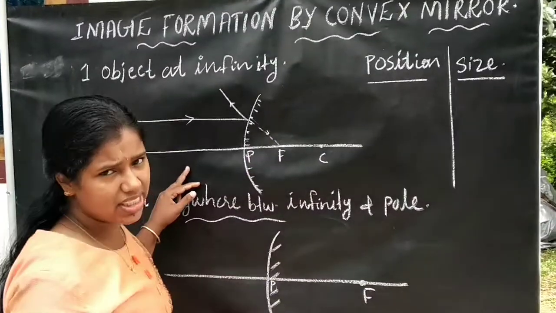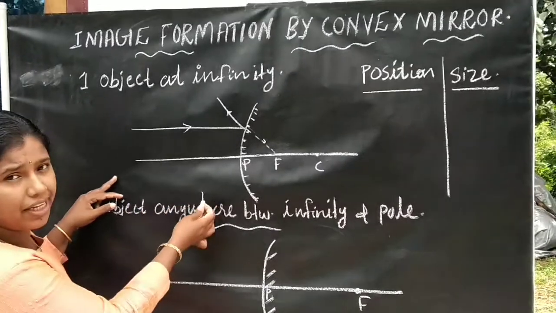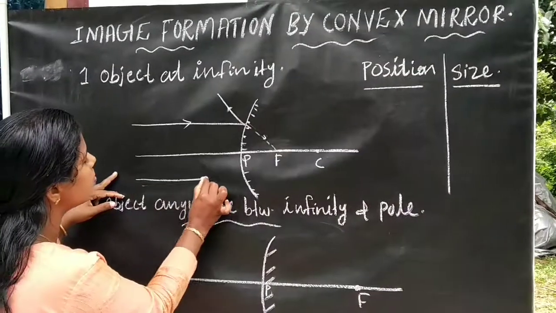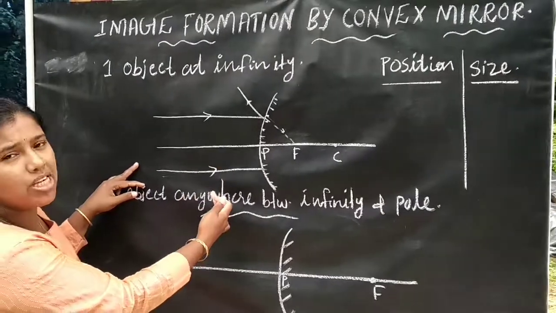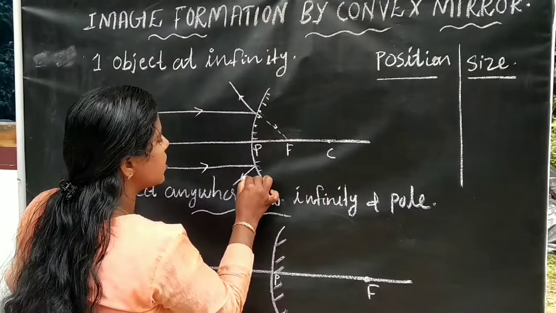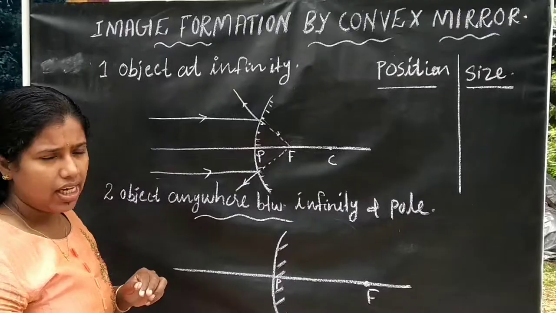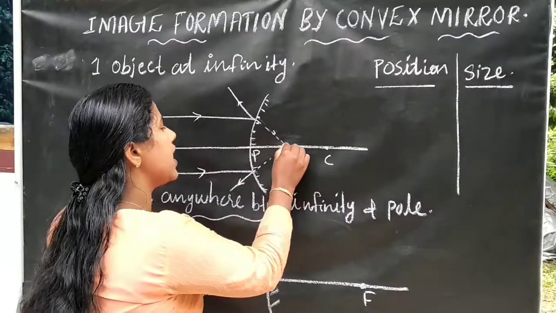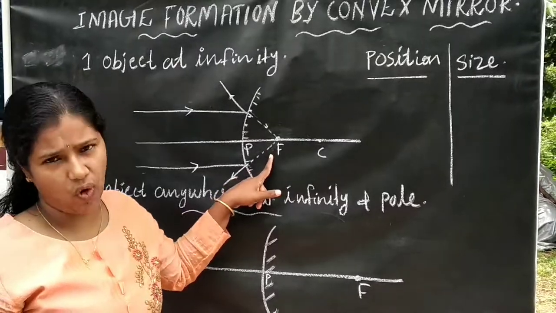In the same way, the light is coming from infinity. Here also we can use a ray of light parallel to the principal axis. After reflection, what happened? This is the reflection. After reflection, it appears to come from the focus. Then in this case, we get the image obtained at the focus.